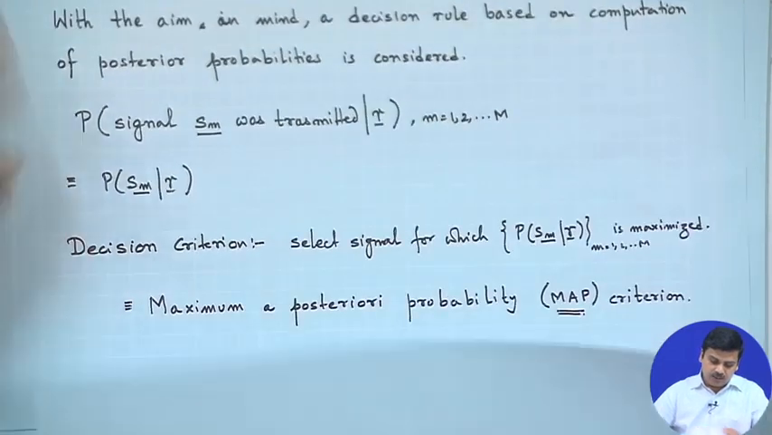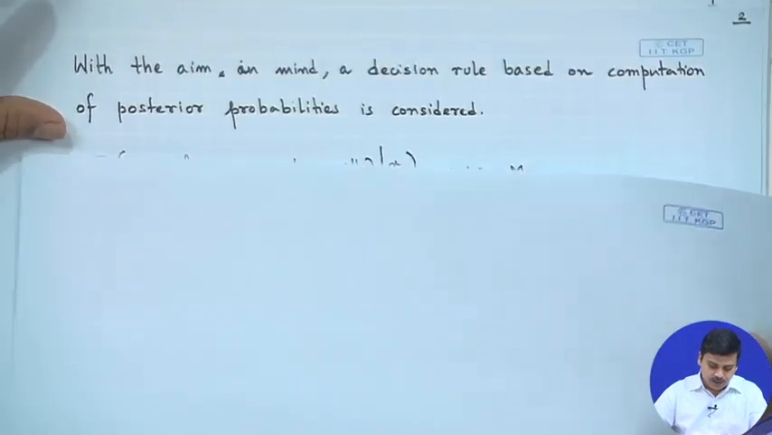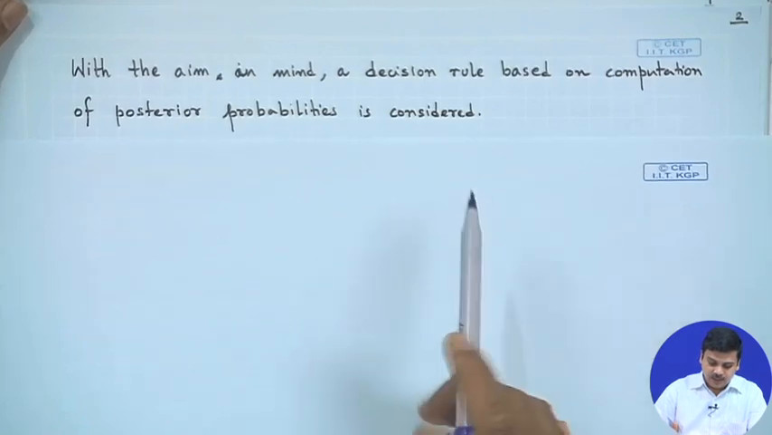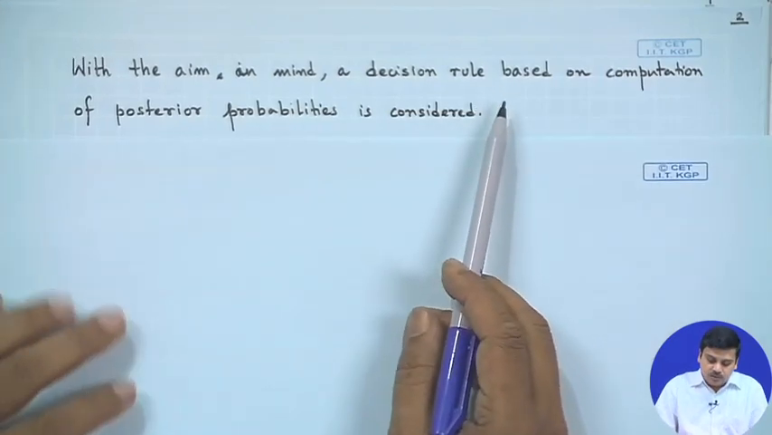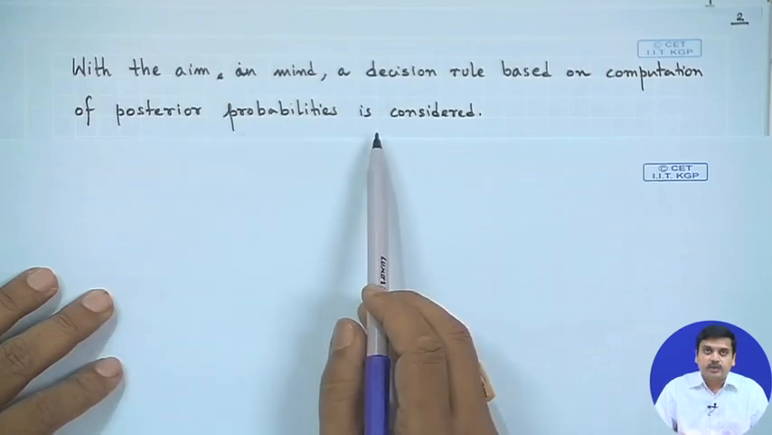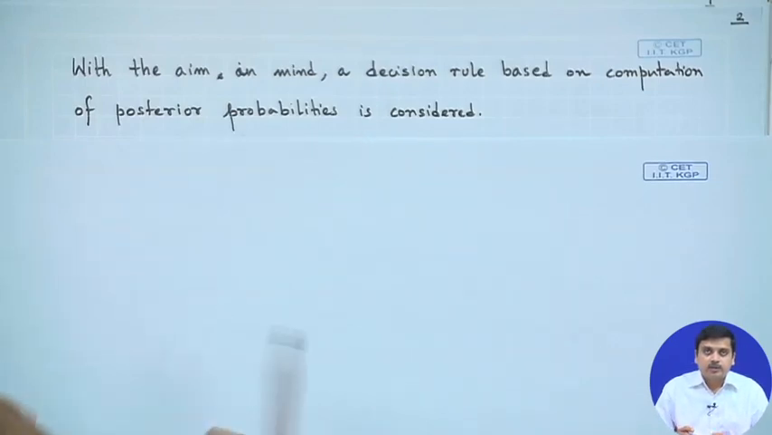So with this we move on, and we have the aim as stated that we have to create a decision rule, and this is based on the computation of the posterior probabilities. Now why is it so? Because we already have observed a particular signal. Based on the observation, we want to know what has been transmitted. So what was there at the source based on what has happened after passing through the channel. That is why we call it the posterior probabilities.